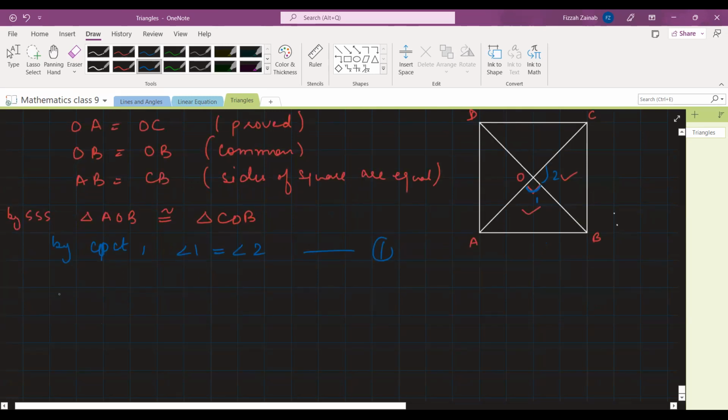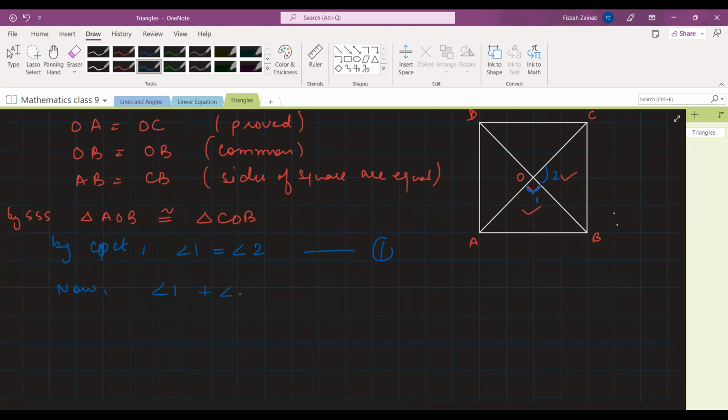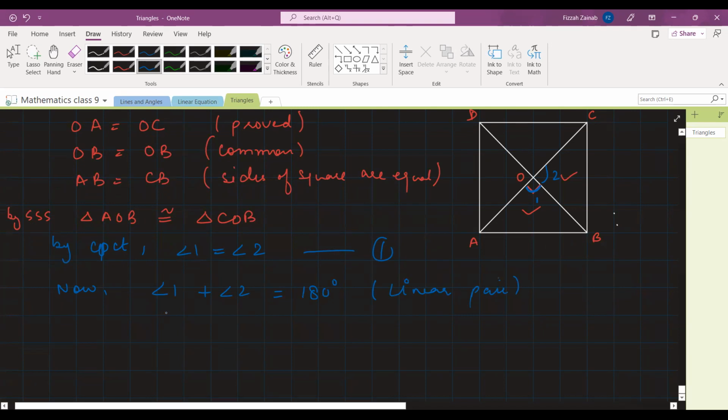Now we know they form a linear pair, right? So angle 1 plus angle 2 is equal to 180 degrees. It is a linear pair. Both are equal, so I'll write angle 1, and I'll replace angle 2 also with angle 1. Angle 1 plus angle 1 is equal to 180 degrees. So twice of angle 1 is equal to 180 degrees. So angle 1 will be 90 degrees. Or you can say angle AOB is equal to 90 degrees. Right?